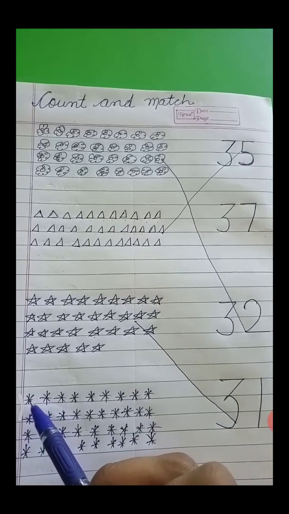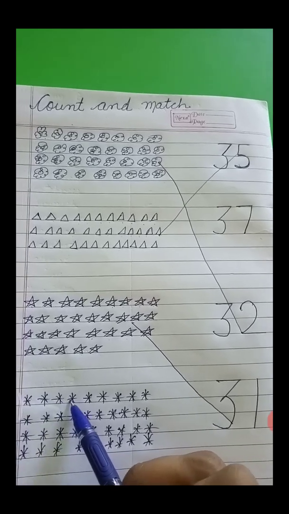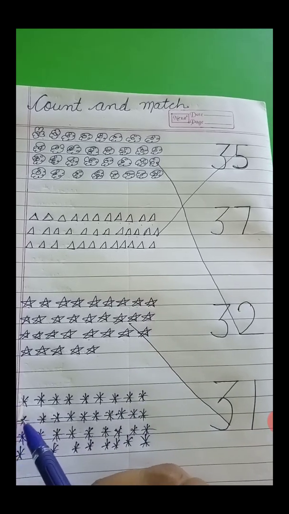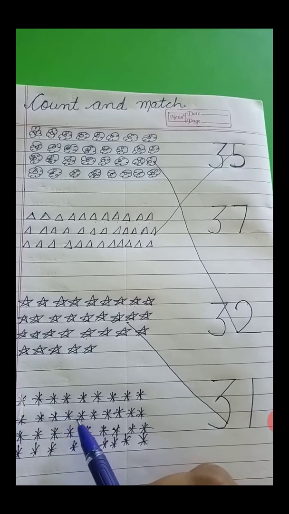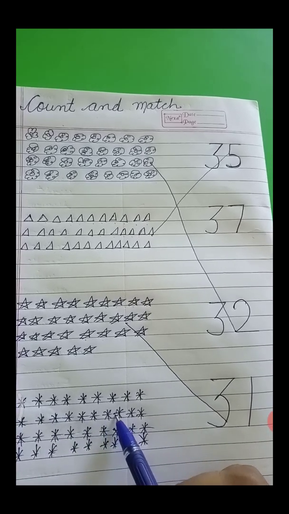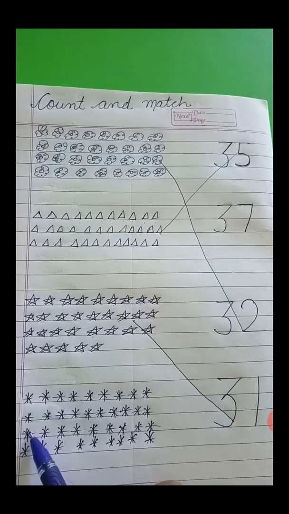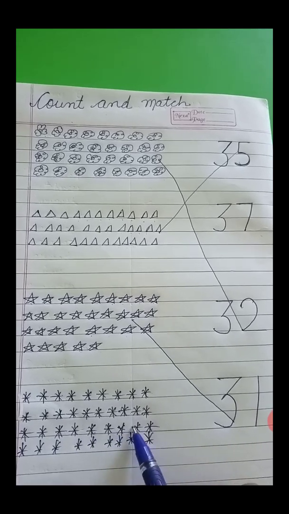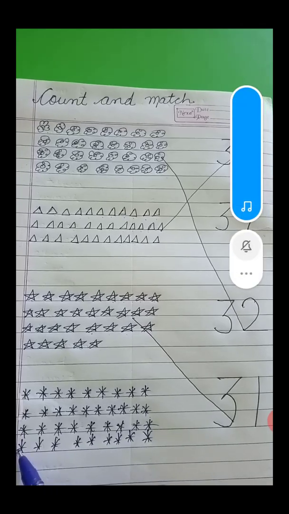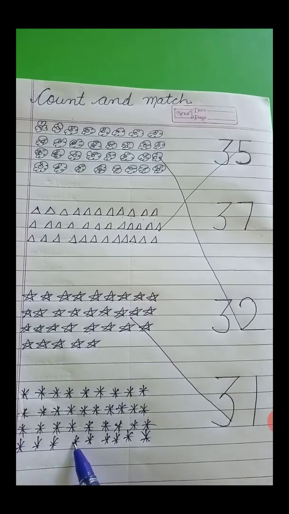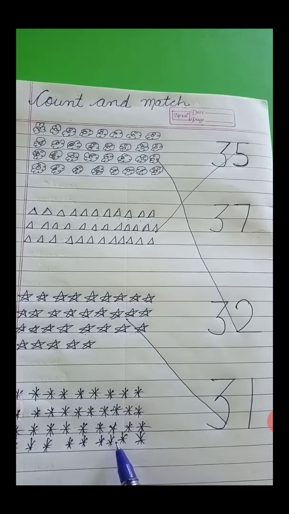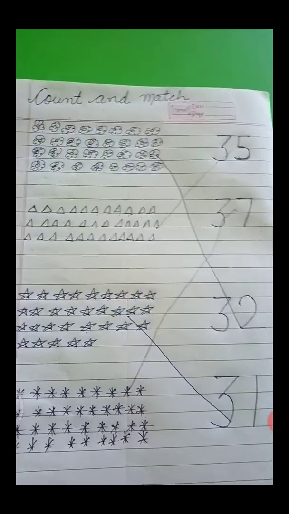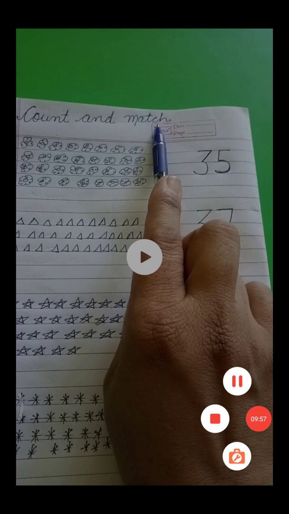Now friends, count again. 1, 2, 3, 4, 5, 6, 7, 8, 9, 10, 11, 12, 13, 14, 15, 16, 17, 18, 19, 20, 21, 22, 23, 24, 25, 26, 27, 28, 29, 30, 31, 32, 33, 34, 35, 36, 37. So match it with number 37 like this.